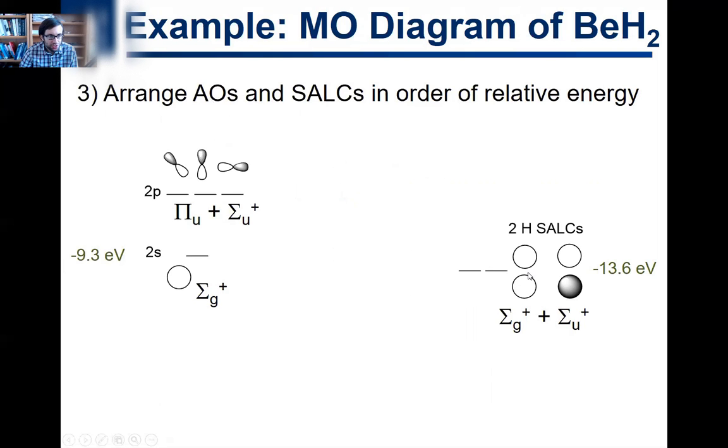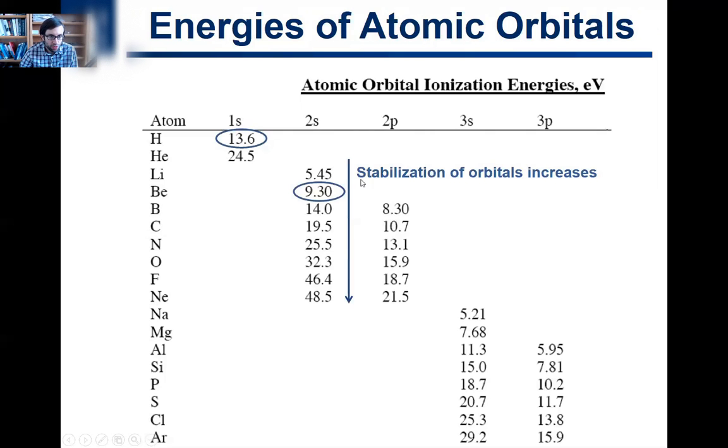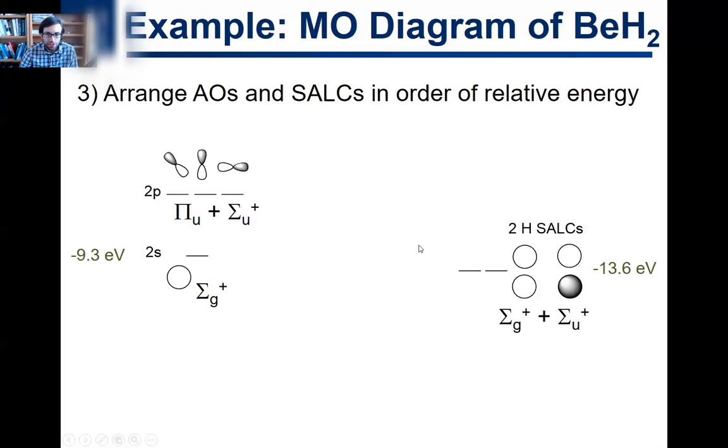For the hydrogen salts, this table was for a lone hydrogen atom. And so you might be wondering, well, now I have a SALC. Is it actually going to be negative 13.6? And I'm using negatives here because, again, a higher number means more stabilized. Yes, it is going to be very close to negative 13.6.